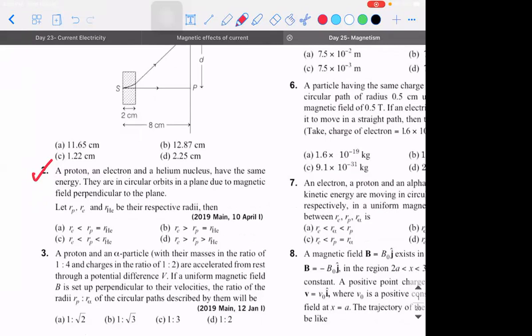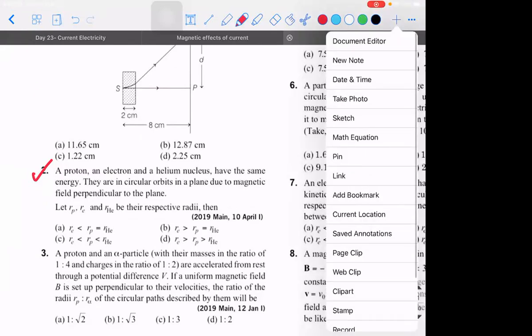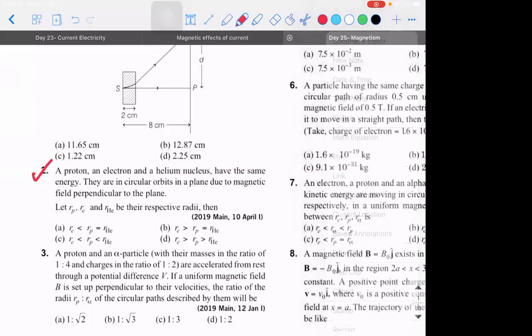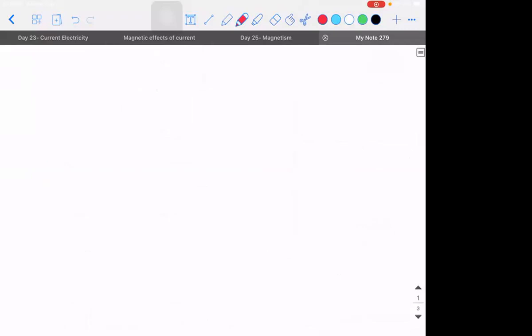Sir, so R is directly proportional to M by Q. Yes. Directly proportional to M by Q. R is equal to MV by QB.